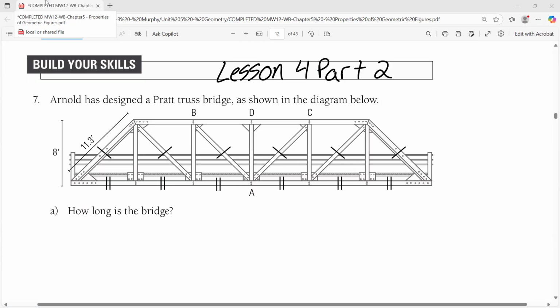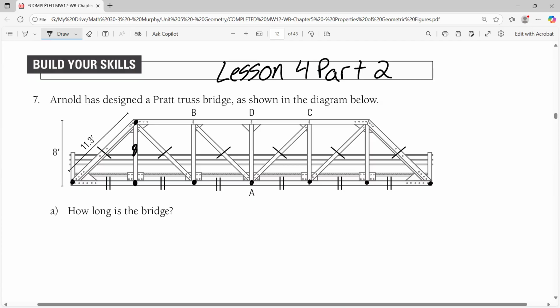Okay, so what this is showing is from here up to here is 11.3 feet, and then it says it's 8 feet tall. So from there to there, that is 8. The question is how long? So all the way along. Now these double lines mean each section is the same length.